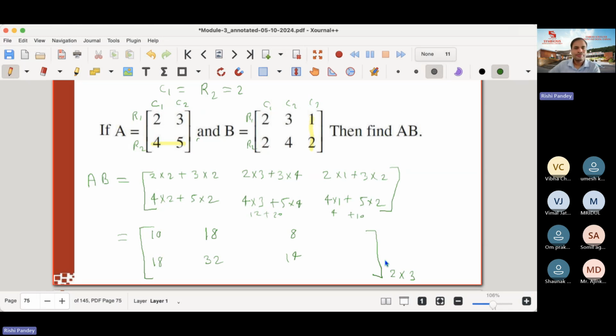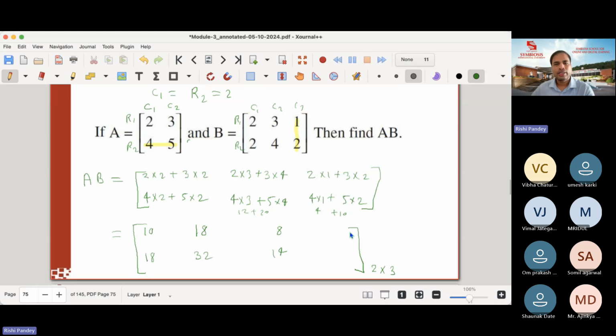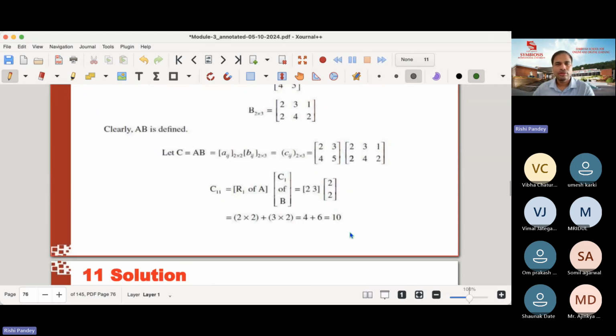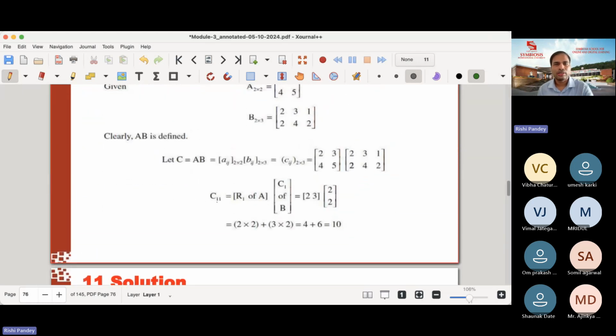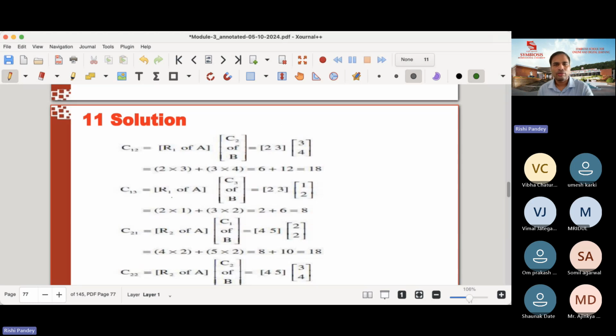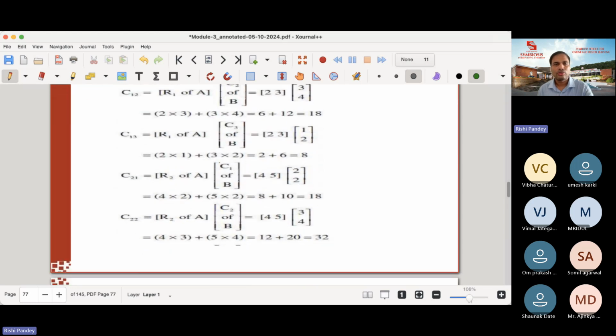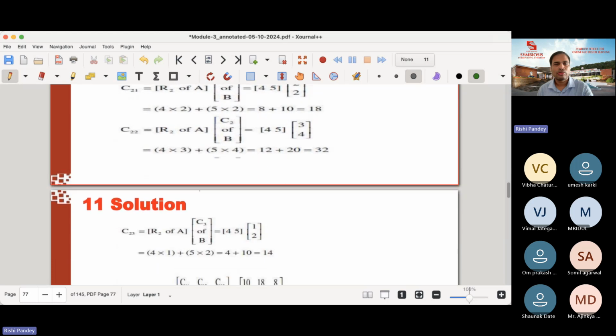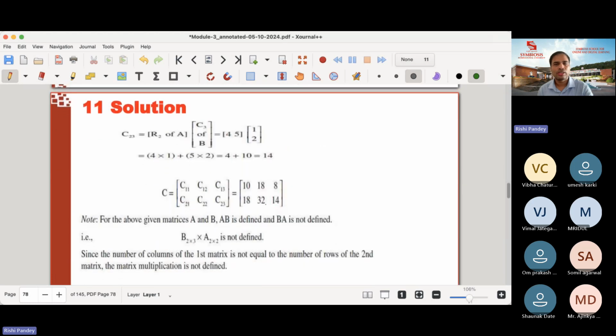Any doubt in multiplication? Anyone? No, sir. It's okay. Understood. If you understand, you can see here the multiplication rules. Like this way, C11, column 1, means what? Row 1 multiplied by column 1. Then row 1 multiplied by column 2, row 1, column 3. Then row 2, column 1, row 2, column 2, and row 2, column 3. And keep all the values like this.